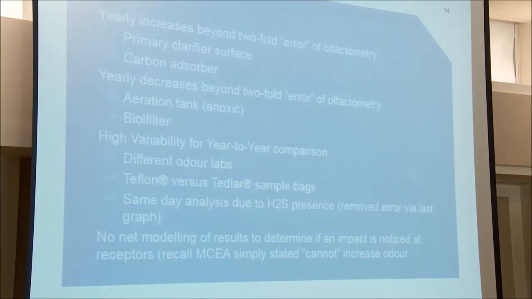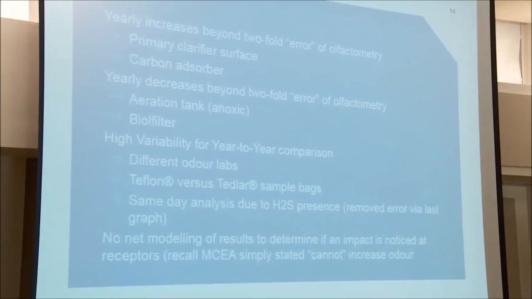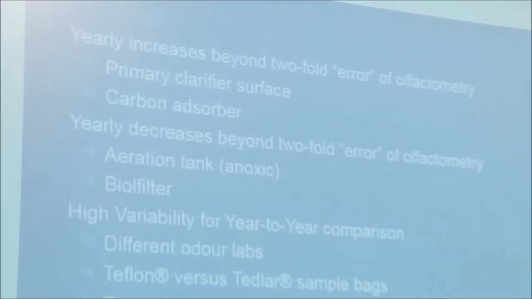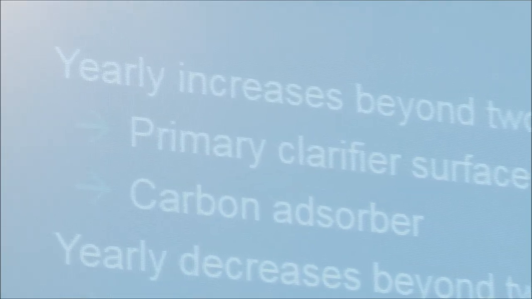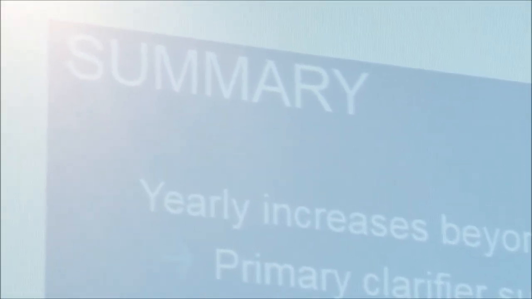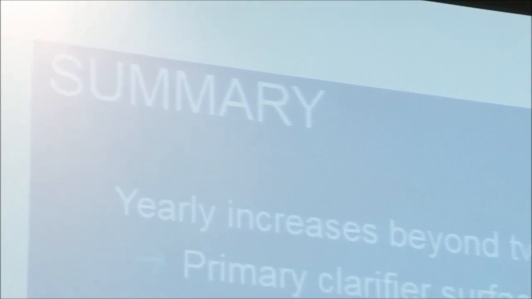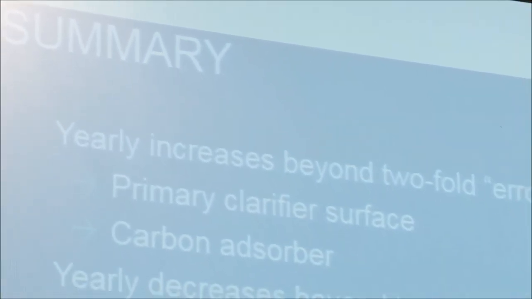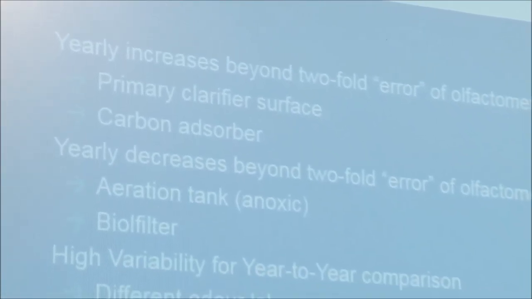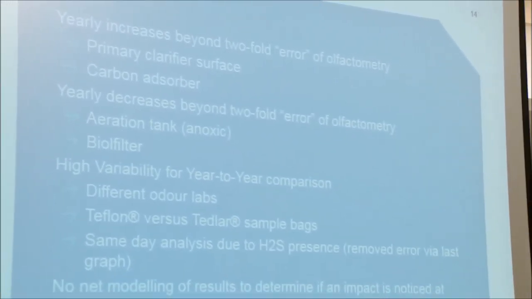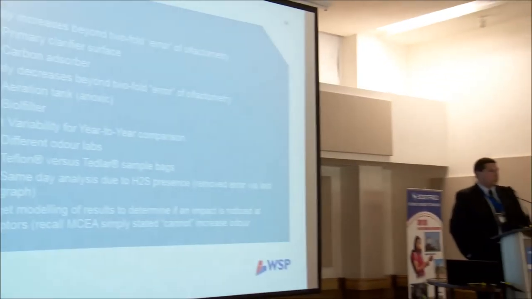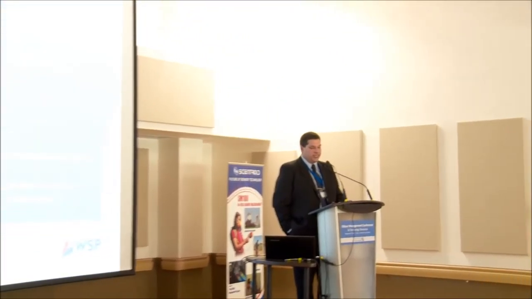So it was a quick summary of this specific wastewater treatment plant. We looked at what we call two-fold error. So this is one step on an olfactometer using the half dilutions. So if something was two-fold higher, it was considered significantly different in our case. And in this case, the primary clarifier surface and the carbon adsorber had concentrations that were two-fold higher versus the previous testing. And then, similarly, what was two-fold lower, what was actually decreased? We have the aeration tank, which was anoxic, and we have the biofilter. Both of those showed a two-fold decrease.